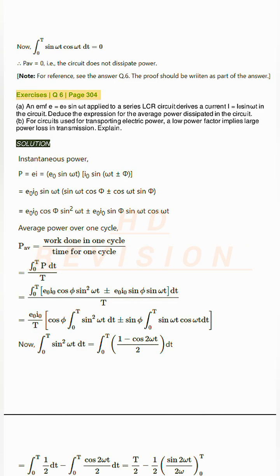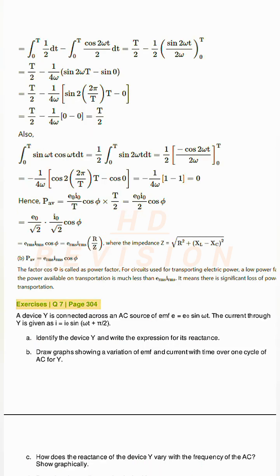Exercises Q6, page 304. A. An EMF E equals E0 sin ωt applied to a series LCR circuit drives a current I equals I0 sin ωt in the circuit. Deduce the expression for the average power dissipated in the circuit. B. For circuits used for transporting electric power, a low power factor implies large power loss in transmission. Explain. Solution.